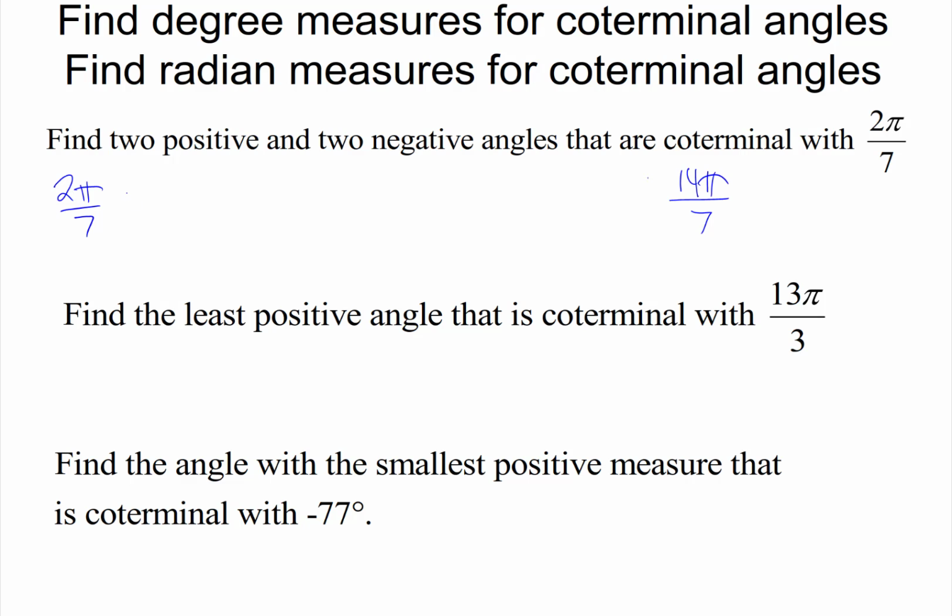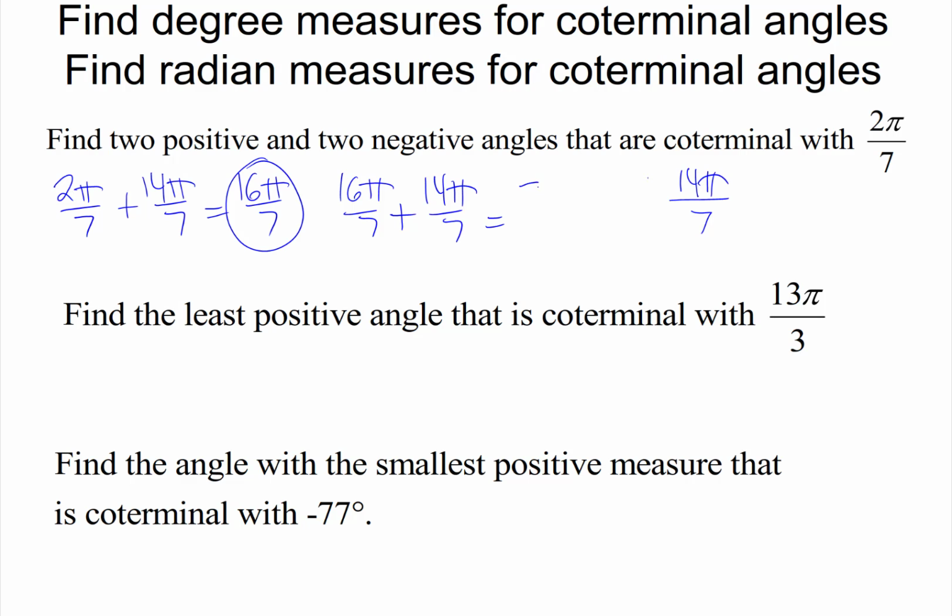equal 2π. So we're going to add 14π/7 to 2π/7 and get 16π/7, and that would be one coterminal positive angle. We could take the 16π/7 and add another loop, which is 14π/7, and that would give us 30π/7, and that would be another coterminal angle.